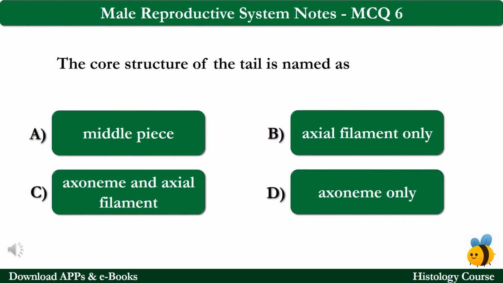MCQ number 6. The core structure of the tail is named as option A middle piece, option B axial filament only, option C axoneme and axial filament, and option D axoneme only. The correct answer is option C, which is axoneme and axial filament.